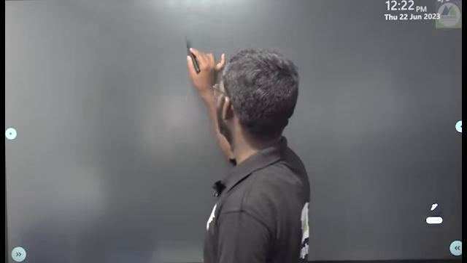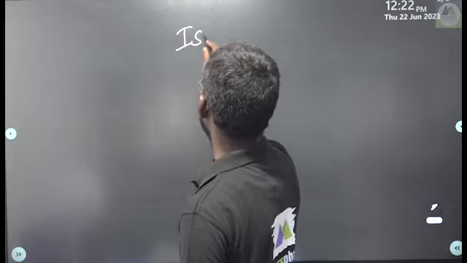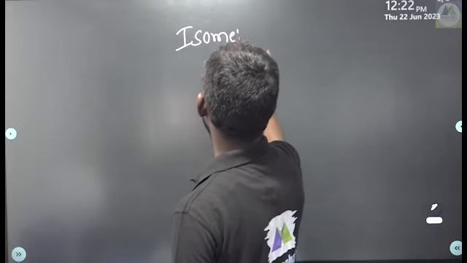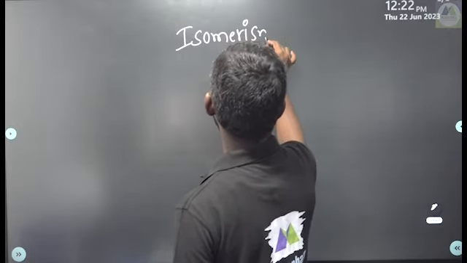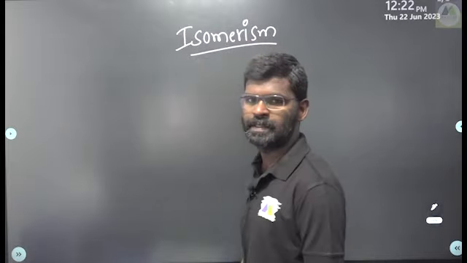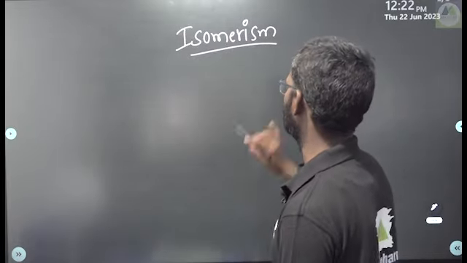Today our topic is isomerism. In this isomerism, we have different types of classifications. This is a very familiar, well-known word from the intermediate standard: isomerism.